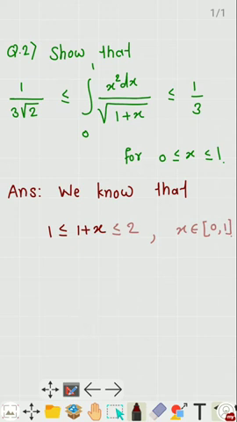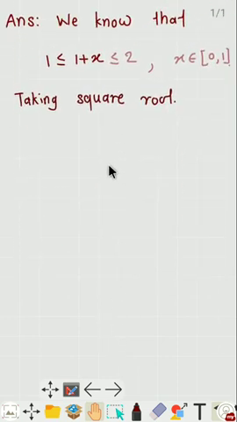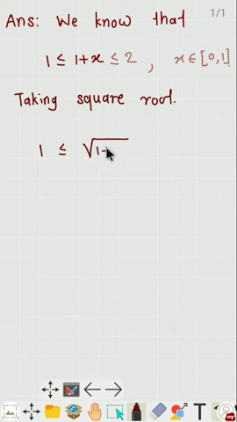So how to prove it is very simple. For that, first we take a square root. If I take a square root, the inequality will remain as it is. So square root of this: 1 is less than or equal to square root of 1 plus x, and less than or equal to square root of 2.